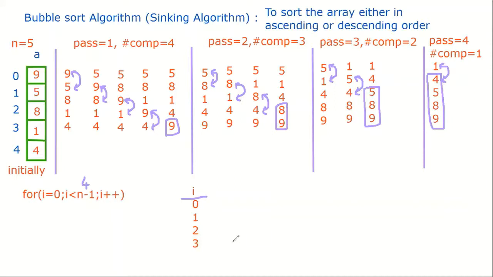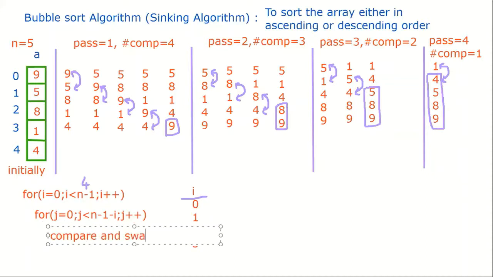So considering the next loop, for number of comparisons in each loop, for i take j is equal to 0, j less than n minus 1 minus i, and j plus plus. Compare and swap. Under these two loops, we have to compare and swap. This is the logic of bubble sort.